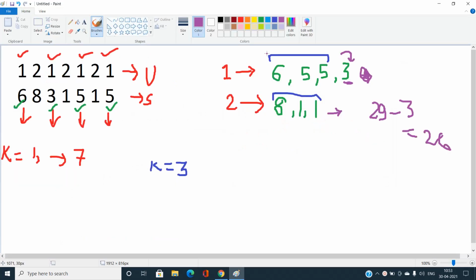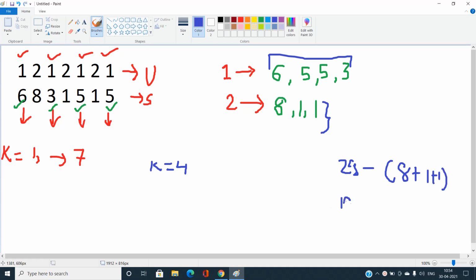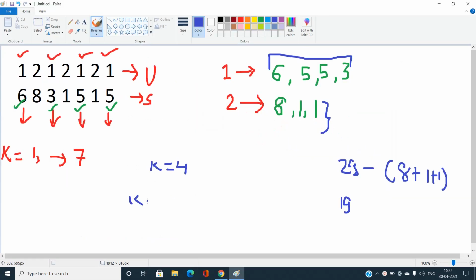Okay, so let's talk about k equal to 4. If k is 4, just send a group of 4 students. Can I send this group of 4 students? No, I cannot send, because the frequency is less than k. So my answer would be total sum 29 minus 8 plus 1 plus 1, so 9 and 10, it should be 19, I think. Yes, you can see 19 is coming. So for k equal to 5, every university has a number of students strictly less than 5.